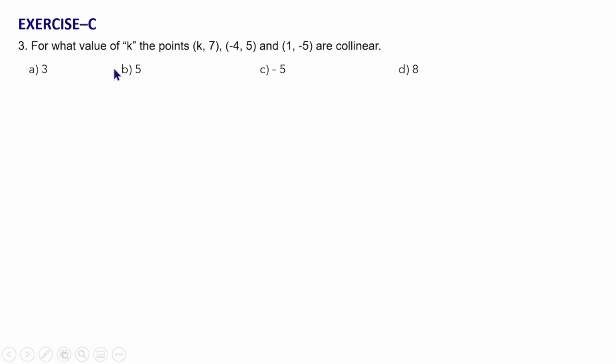Next question, for what value of k the points k, 7, minus 4, 5 and 1, minus 5 are collinear? So if these 3 points are collinear, then the area of the triangle which we calculate using the determinant will be equal to 0. So we have the determinant of k, minus 4, 1, 7, 5, minus 5, 1, 1, 1. The determinant of this is equal to 0.